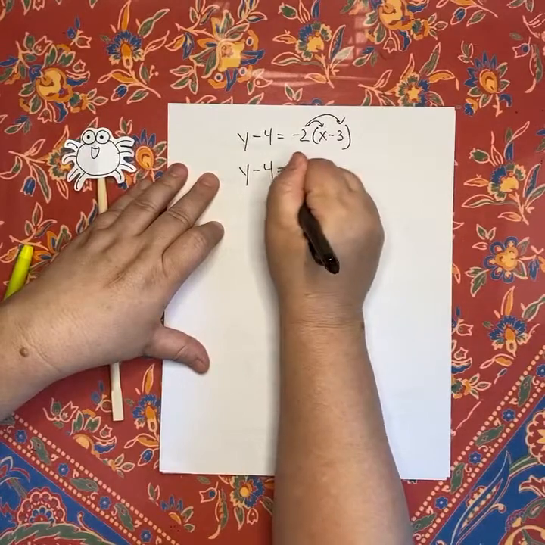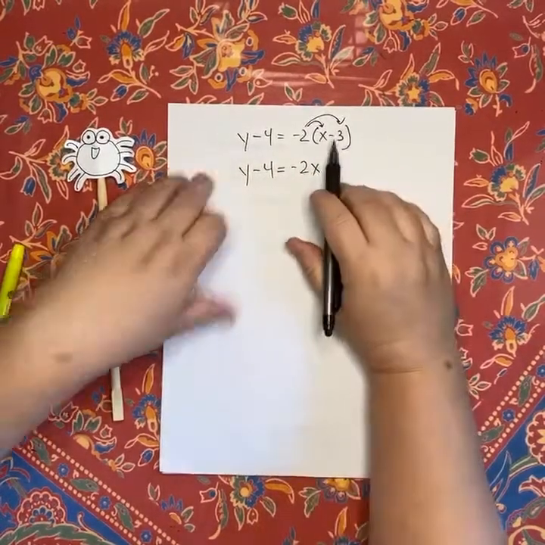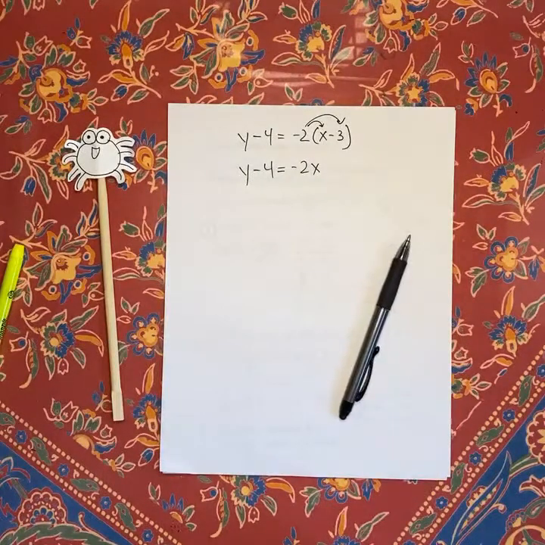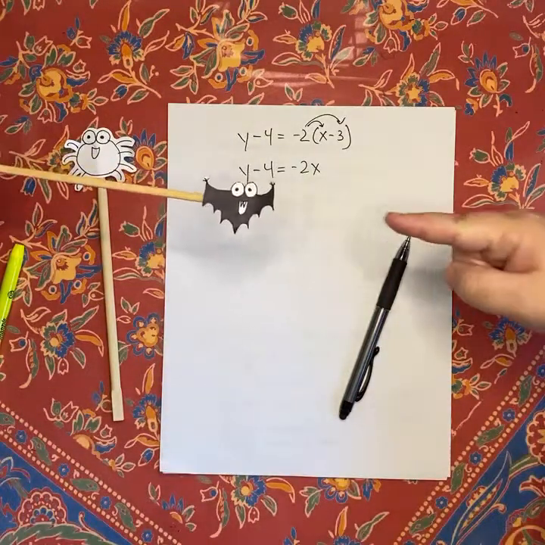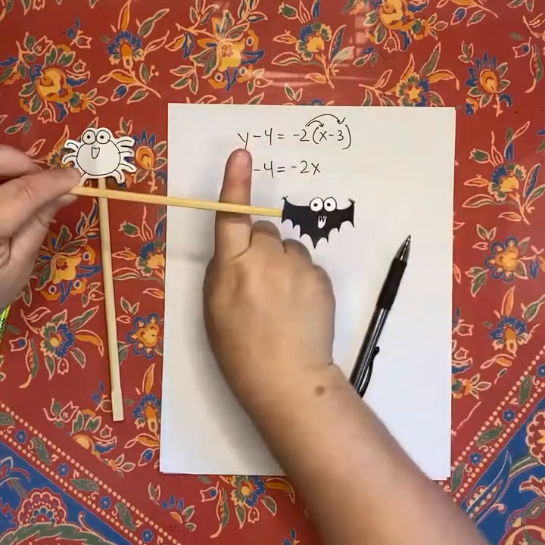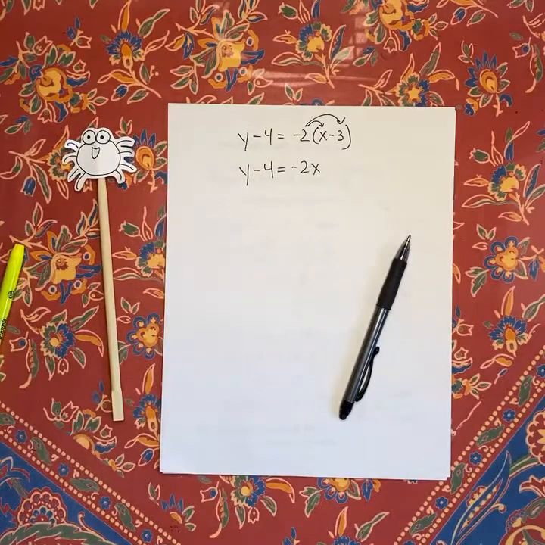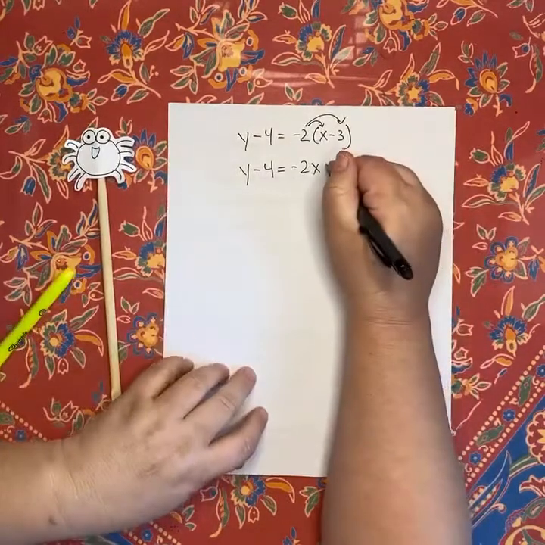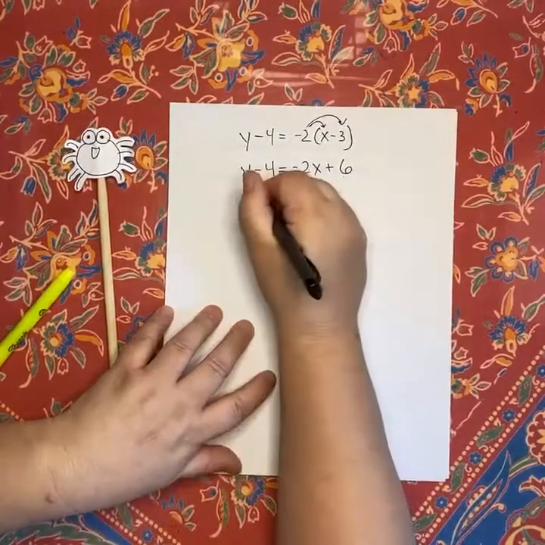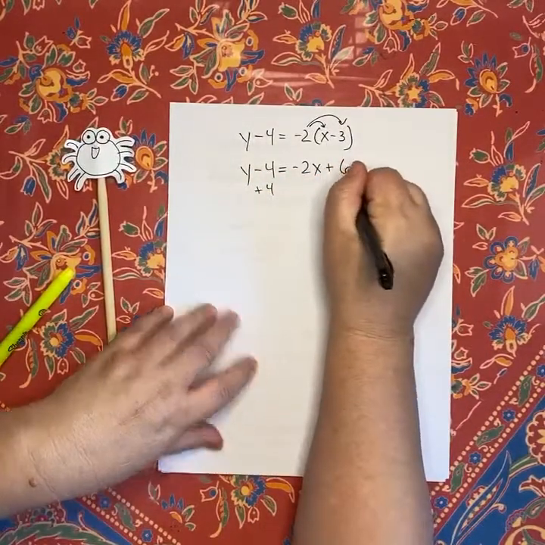y minus 4 equals negative 2x. Notice I've got the two minuses coming together. Do I have my Bat brothers? Oh no, one of the Bat brothers seems to be sick. Or maybe on the floor. Well, I will do it with the Bat brothers. I will be the other missing brother. Oh no. So two minuses make a plus. Okay, there we go. So this is going to be plus 6. 2 times 3 is 6. I'm going to add 4 to both sides.